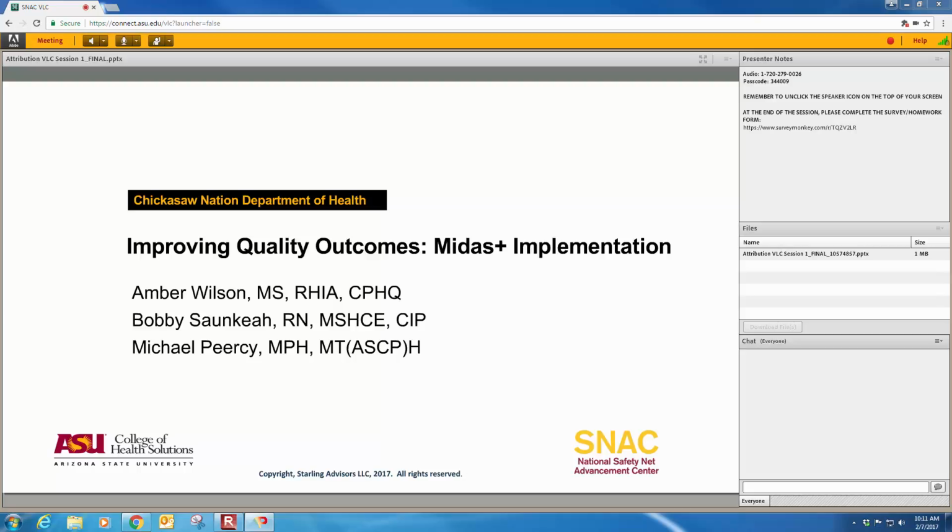So we are a tribal health facility, which means we have affiliation with the Indian Health Service, but we are compacted. This is a depiction of our 13 counties within our Chickasaw Nation boundaries. Next slide.